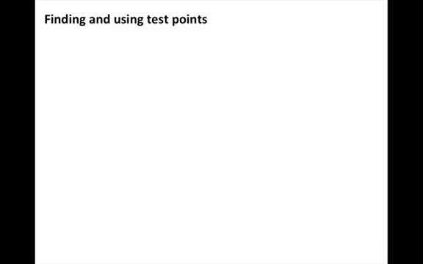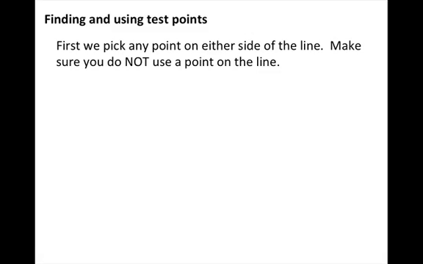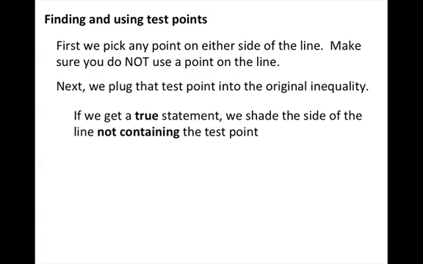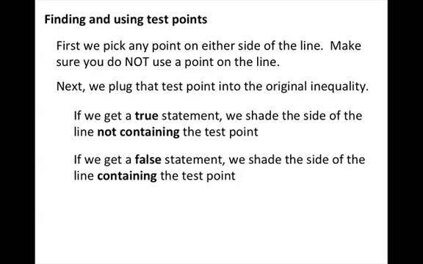Now, when we're using test points, first we pick any point on either side of the line. All you've got to do is make sure that test point is not a point on the line. And it doesn't matter which side of the line you get your test point from. Then we're going to plug that test point into the original inequality. If we get a true statement, we're going to shade the side of the line not containing the test point. And if we get a false statement, we're going to shade the side of the line containing the test point.